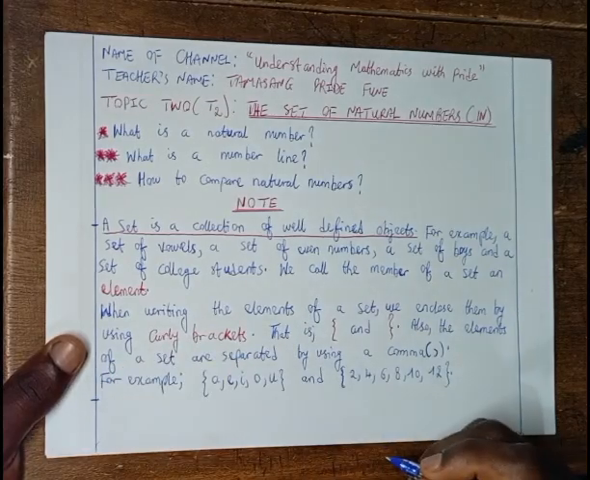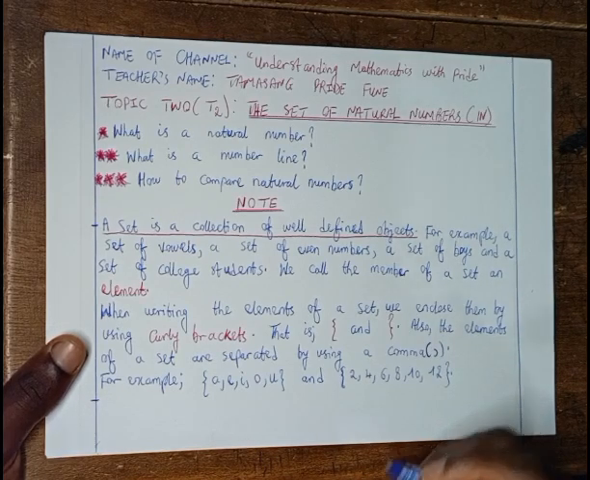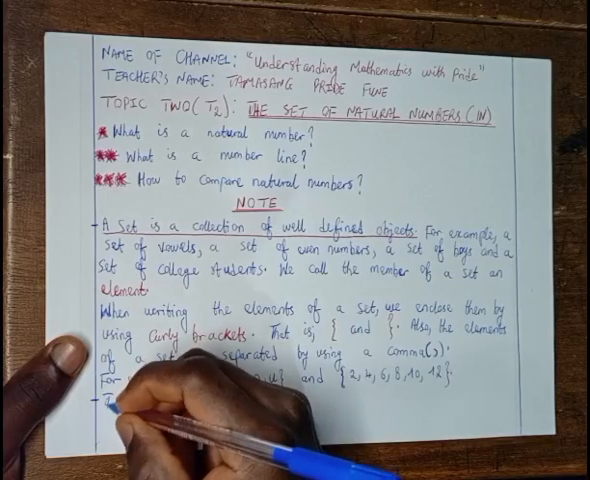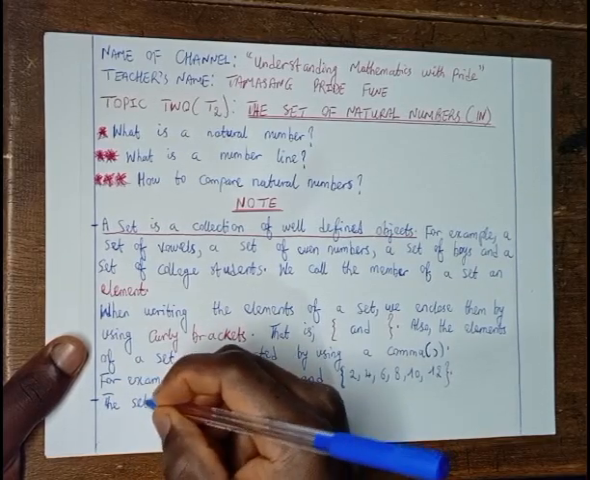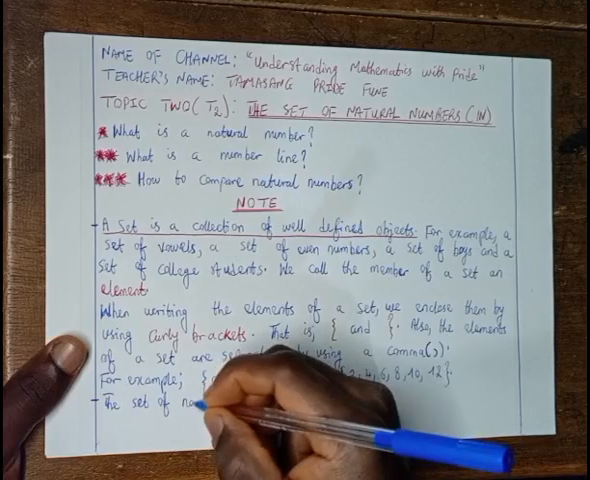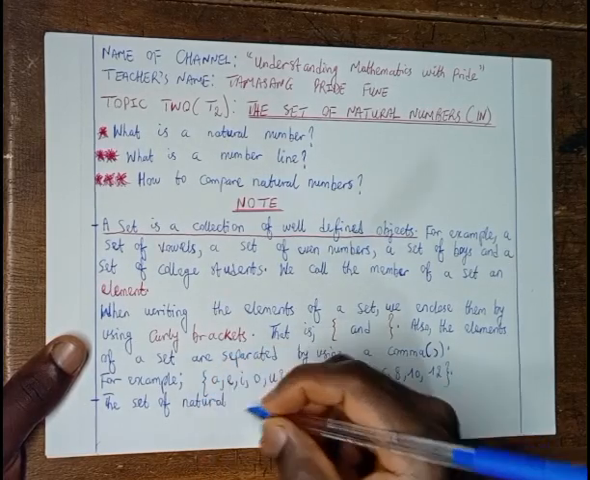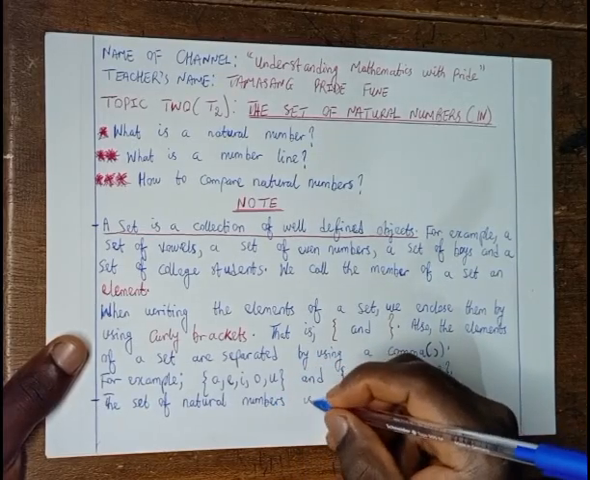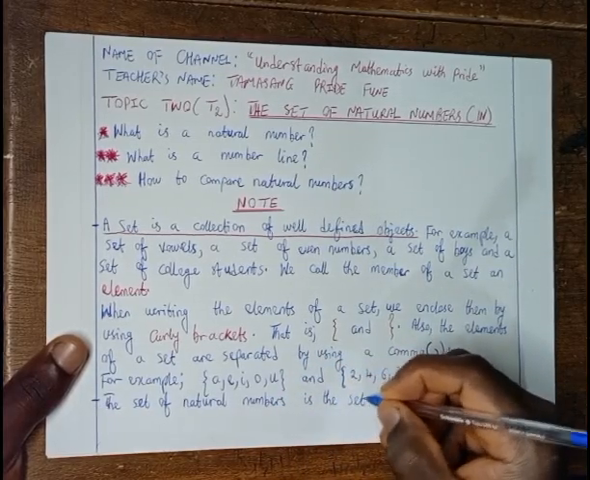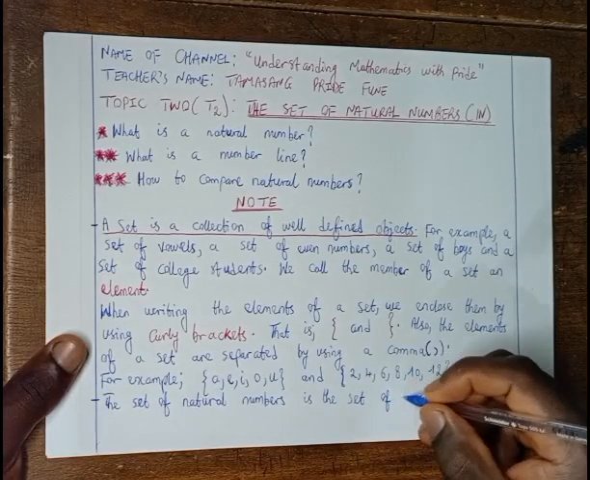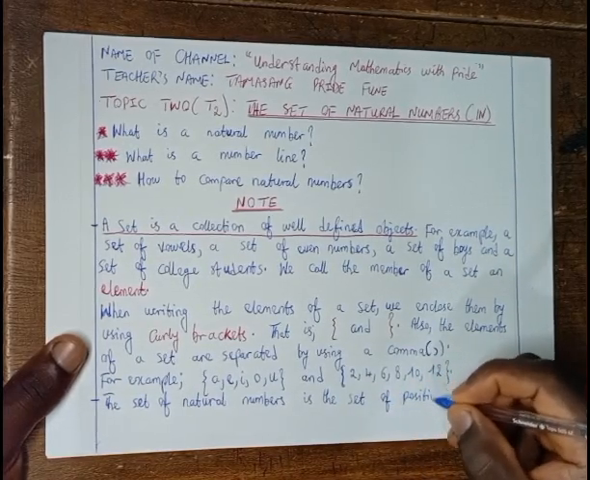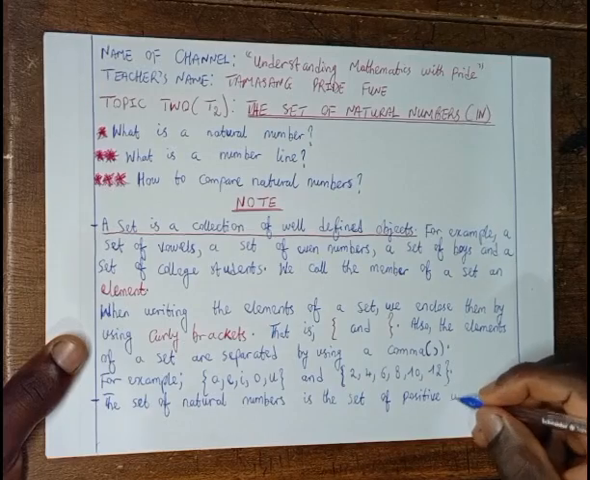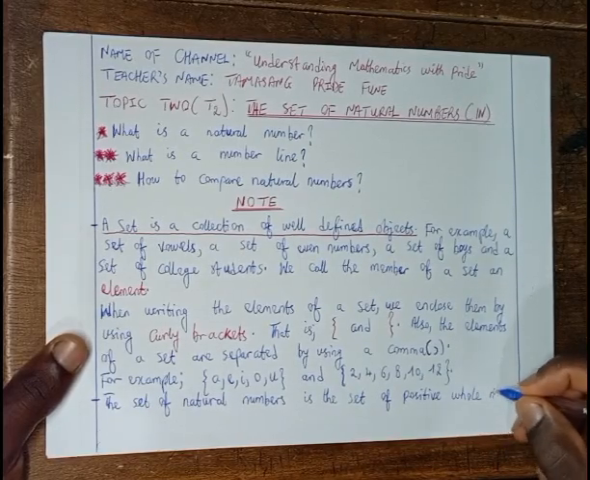Next, when we talk of the set of natural numbers, we are simply referring to the set of positive whole numbers including 0. The set of natural numbers is the set of positive whole numbers.